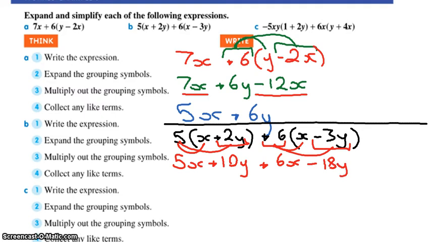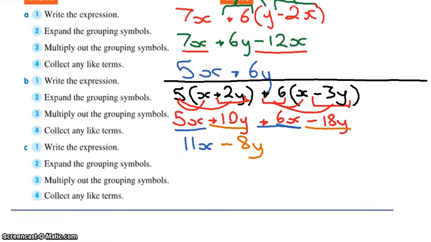Next thing you can do is collect like terms. We've got x's there, underline the plus, and we've got the y's there. So that'll give us 11x, and 10y minus 18y will give us minus 8y, and we're done. Okay? Exactly the same, just 2 lots of brackets. You do it the same way, it's not a stress, just do it in little chunks.